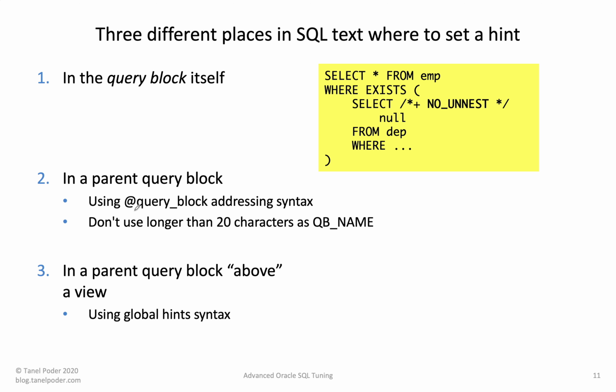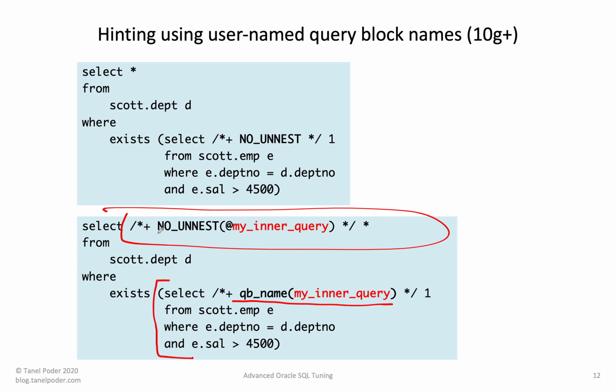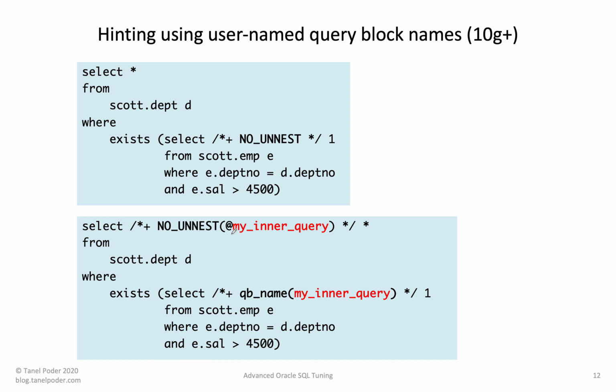But you can also add hints in the parent query as well. If you want to control this subquery, one option is to name this subquery something like my inner query, and then you can put all your hints into the top level. You'll say NO_UNNEST, but you will address this hint to this subquery because you've named it. So this is how you can do this kind of hinting. You can have all your hints in the main query.